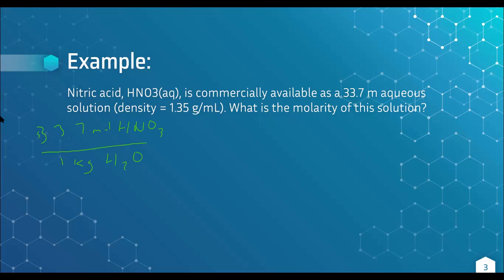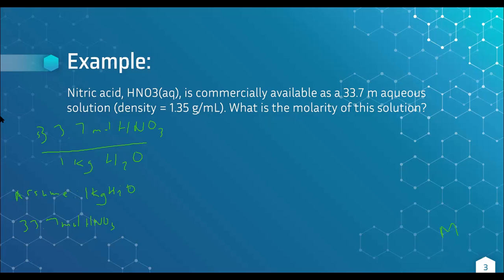In all of these things, it's very useful to make an assumption, and your assumptions are going to be determined by whatever you're given. In this case, I'm going to assume one kilogram of water. So we have a solution with a kilogram of water. If that's the case, then we have 3.7 moles of nitric acid.